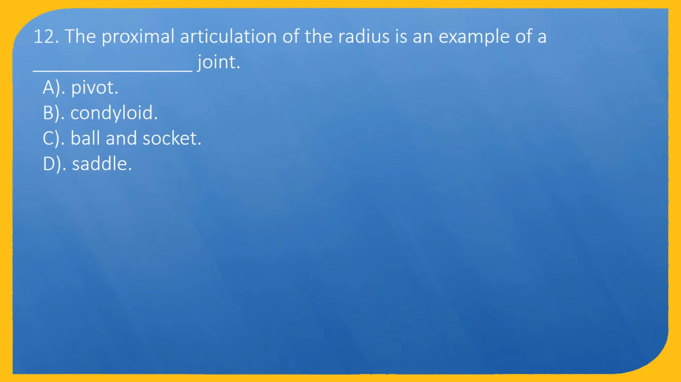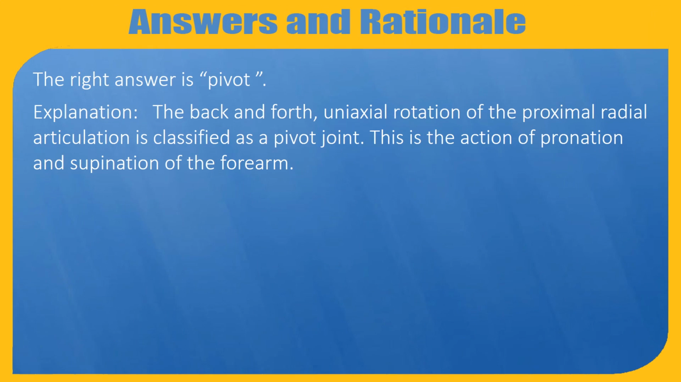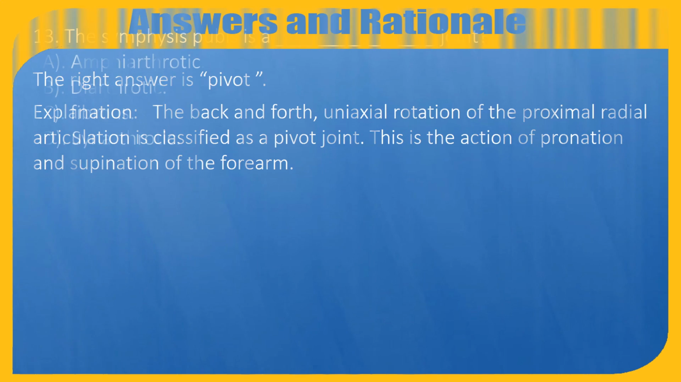Question 12. The proximal articulation of the radius is an example of a blank joint. A. Pivot. B. Condyloid. C. Ball and socket. D. Saddle. The right answer is pivot. Explanation: the back and forth, uniaxial rotation of the proximal radial articulation is classified as a pivot joint. This is the action of pronation and supination of the forearm.